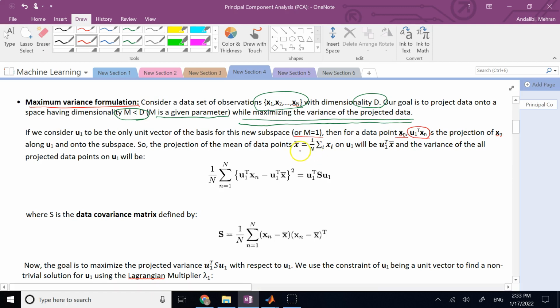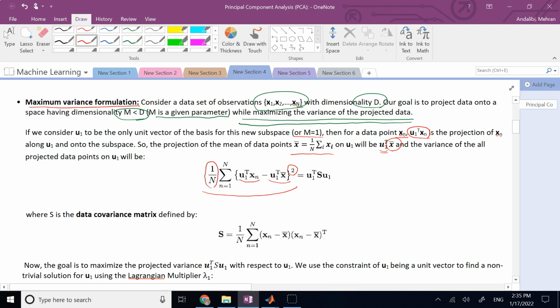By the way, here I use the notation x bar as the average of the original data points. And if I want to project the centroid of the original data points onto this new space, again, the projection is going to be U1 transpose times what? Times x bar. So this is the projection of the centroid of the data. This is the projection of each and every one of the data. So now how do we calculate the variance of the projection? So this is the projection of nth data. This is the projection of the centroid. If we subtract and raise it to power 2 and then divide it by the number of data points, this is the variance of the projections.